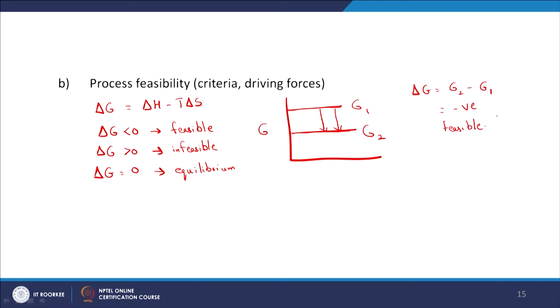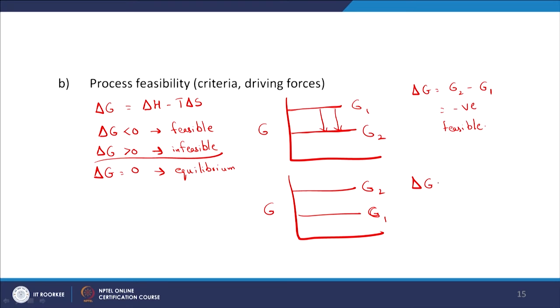And obviously, the second aspect that we have here written down: let's say G2 is at a higher energy state and G1 is at a lower energy state. So delta G, which is G2 minus G1, is going to be positive. So the system cannot move up the ladder. Again, for visualization purposes, I'm saying it's moving up the ladder. So obviously, that means the system is infeasible.